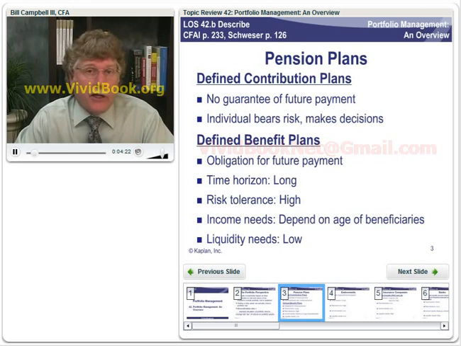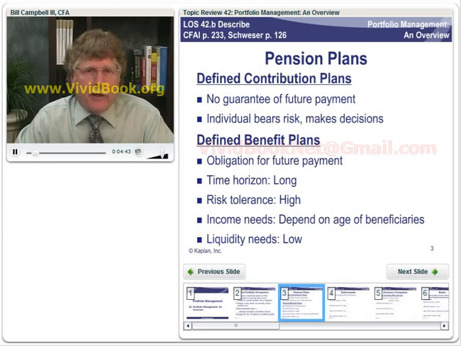Defined benefit plans, on the other hand, lots of scope for analysis. Tuck this in the back of your mind. You're going to see defined benefit plans show up at level 2 in spades. There are going to be a lot of questions about defined benefit plans at level 2. You'll learn a little bit about it now. It's going to be even more critical at level 2.